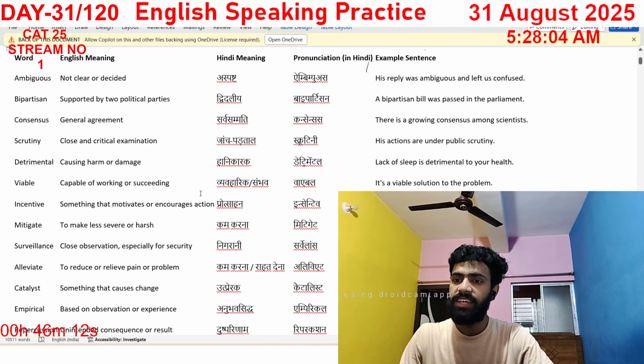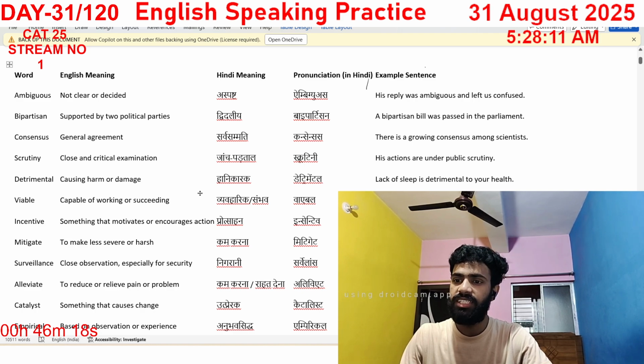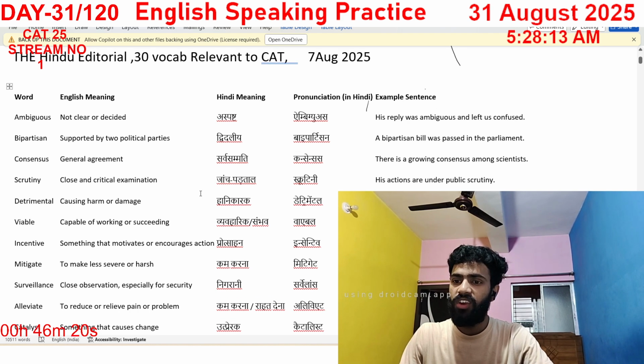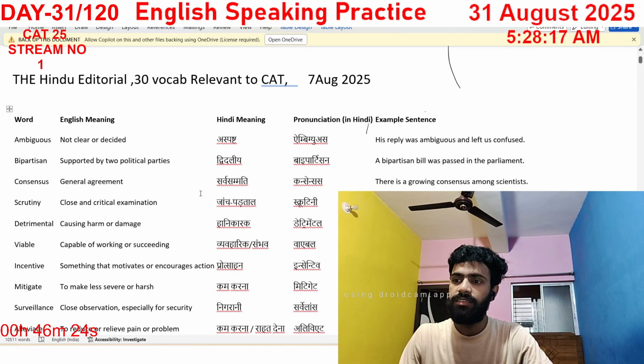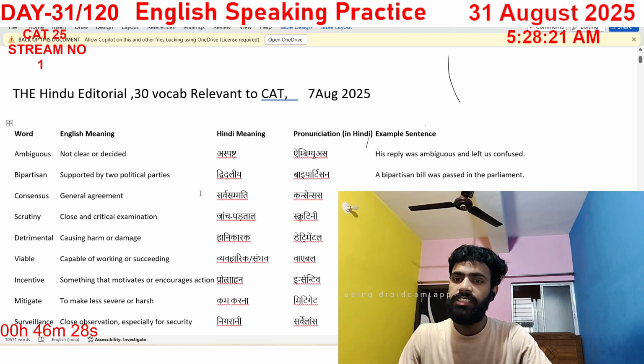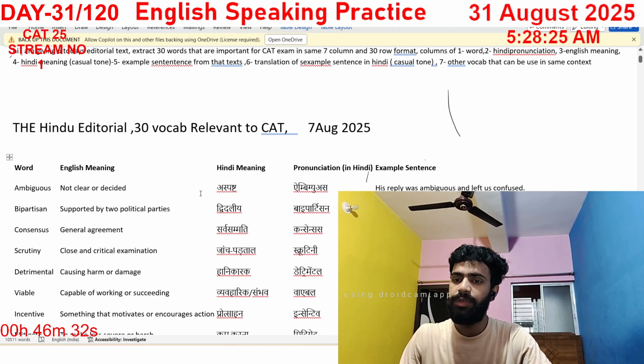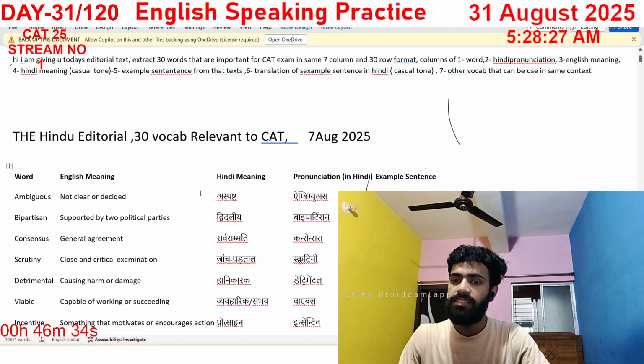Mitigate, to make less severe or harsh. Incentive, something that motivates or encourages actions. Viable means capable of working or succeeding. Detrimental, causing harm or damage. Scrutiny, close and critical examination. Consensus, general agreement. Bipartisan, supported by two political parties.